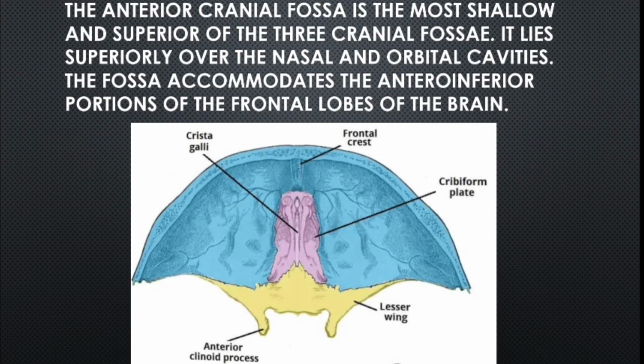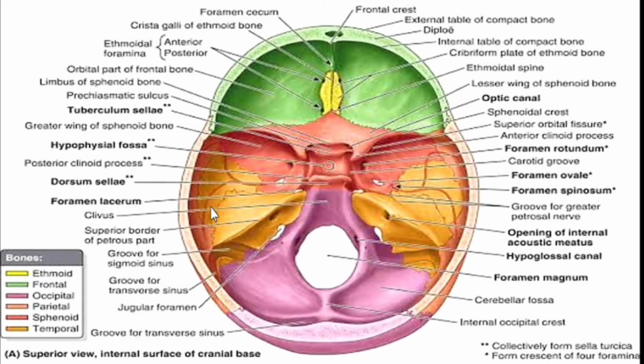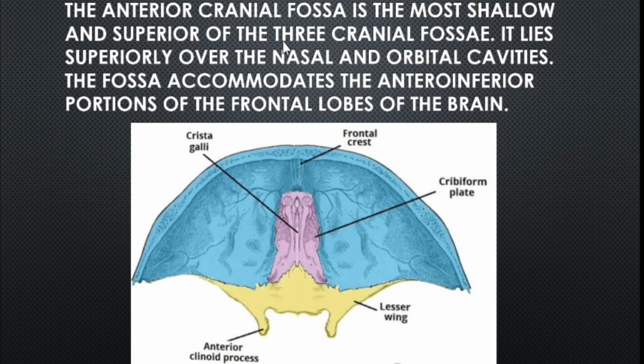So let's continue. The anterior cranial fossa is the most shallow and the most superior of the 3 cranial fossae. In this diagram you can see it is superior to both the middle and the posterior cranial fossae, and it lies superiorly over the nasal and the orbital cavities. This is the nasal cavity and these are the orbital cavities. The fossa accommodates the antero-inferior portions of the frontal lobes of the brain.